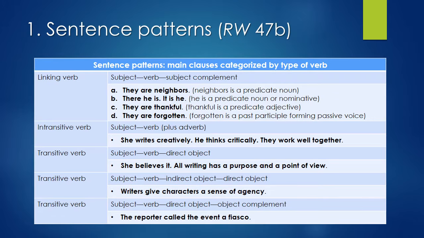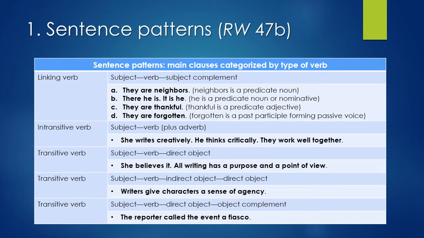Well, sentence patterns are illustrated by main clauses and categorized by type of verb. And there are three types of verbs here: linking verbs, intransitive verbs, and transitive verbs. So let's work through this important table to illustrate the main sentence patterns in English. First is the linking verb, where you have this structure: subject, linking verb, and subject complement. And notice that the predicate on the right side of the sentence is not an object but a subject complement. So for instance, A, they are neighbors, where neighbors is a predicate noun, or also called a predicate nominative.